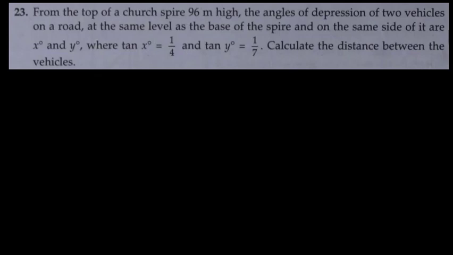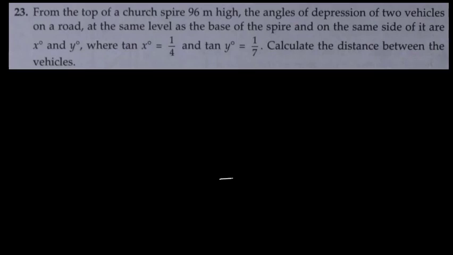Now here we have question number 23. From the top of a church spire 96 meters high, the angles of depression of two vehicles on the road at the same level as the base of the spire and on the same side of it are x degrees and y degrees, where tan x is 1 by 4 and tan y is 1 by 7. Calculate the distance between the vehicles.